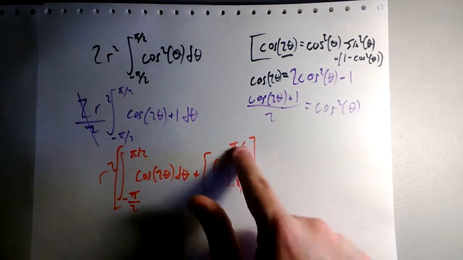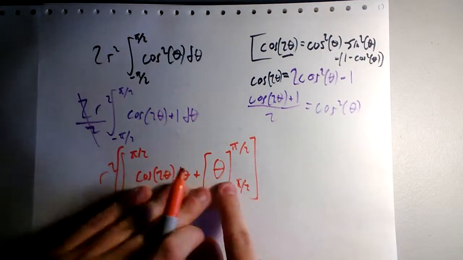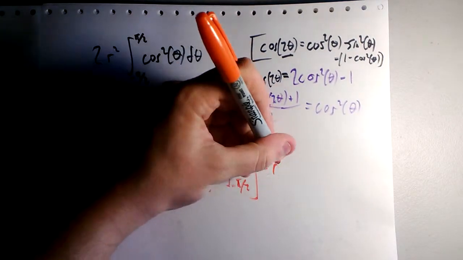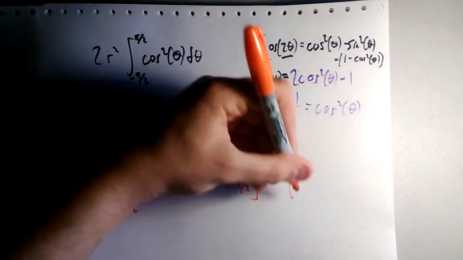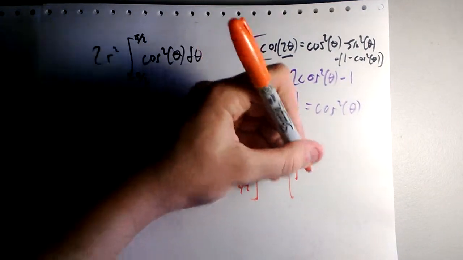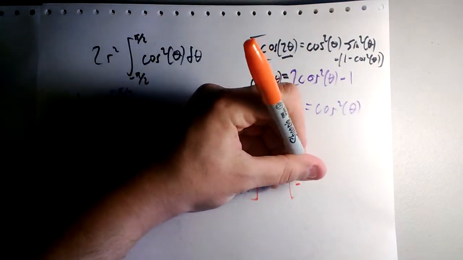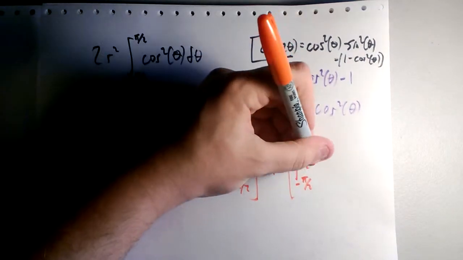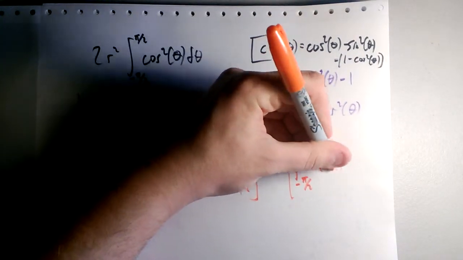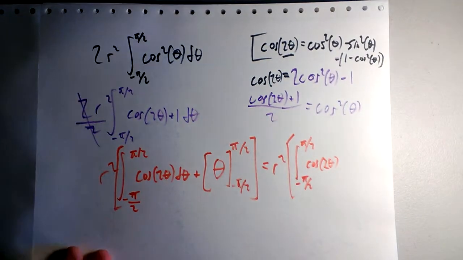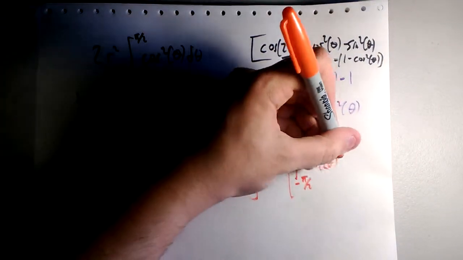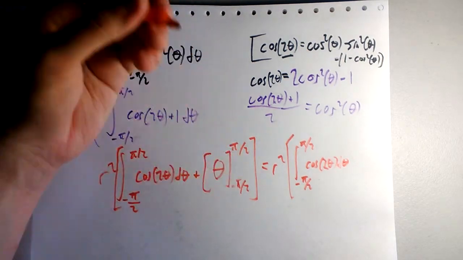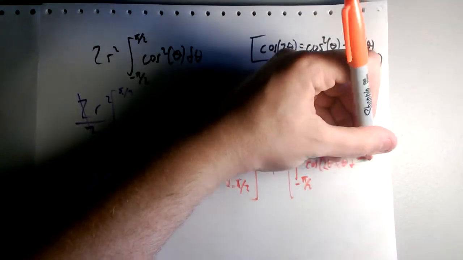So from negative pi over 2 to pi over 2. The integral of 1 is theta if you consider d theta what you're integrating. So now you have this guy, the integral from negative pi over 2 to pi over 2 of cosine 2 theta d theta. This orange is getting to me, but let's finish with it. And then you have pi over 2 minus a negative pi over 2, which is what you think? Pi.